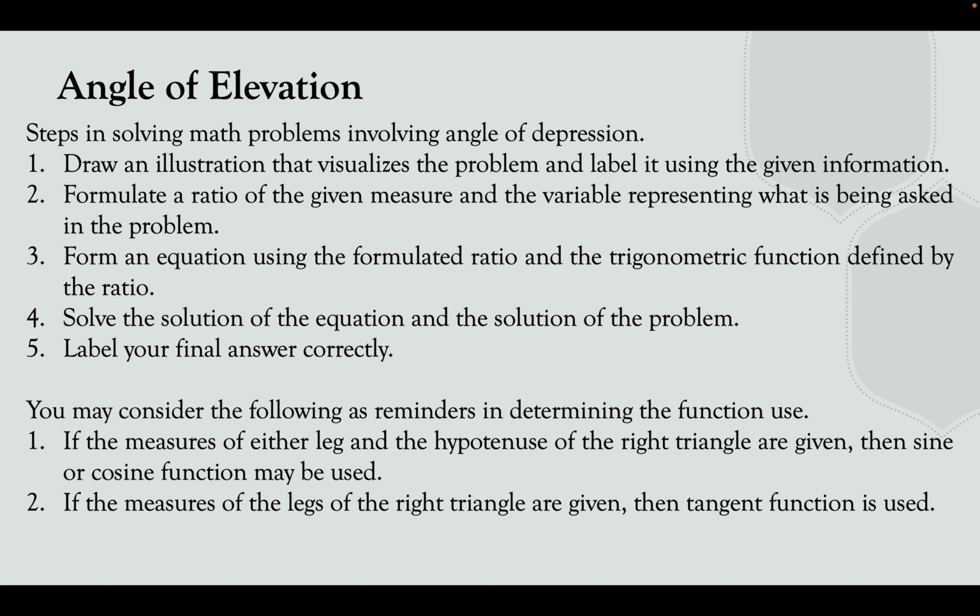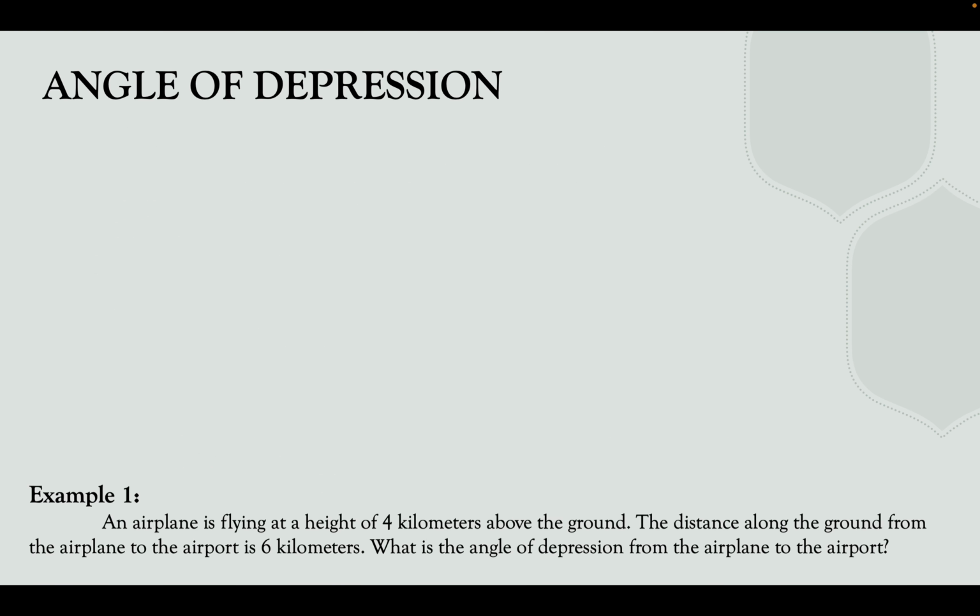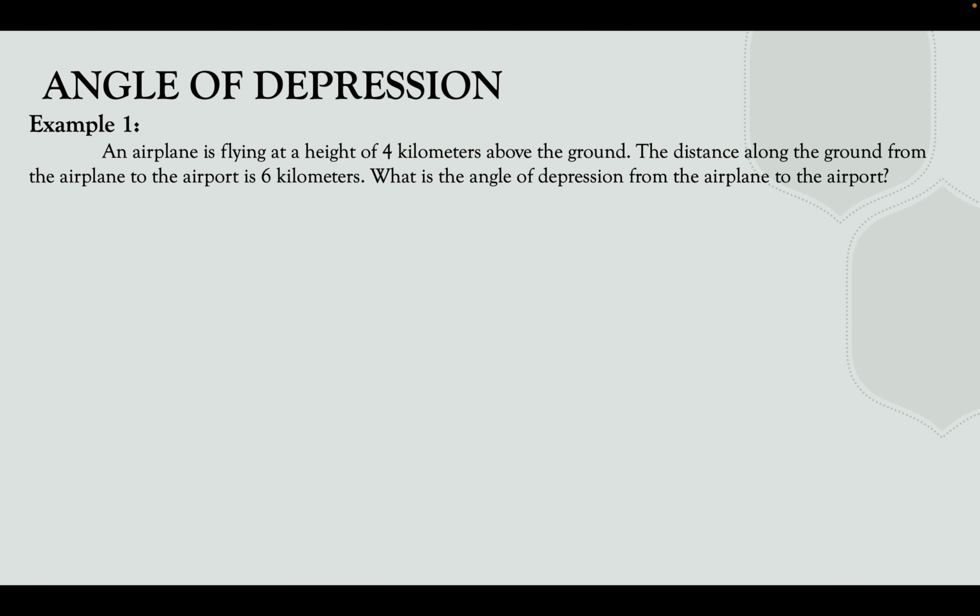Let's also recall the following reminders to determine the function to use. First, if the measure of either of the legs and the hypotenuse of the right triangle are given, then we use the sine or cosine function. Second, if the measures of both legs of the right triangle are given, then we use the tangent function. So let's have example number 1.